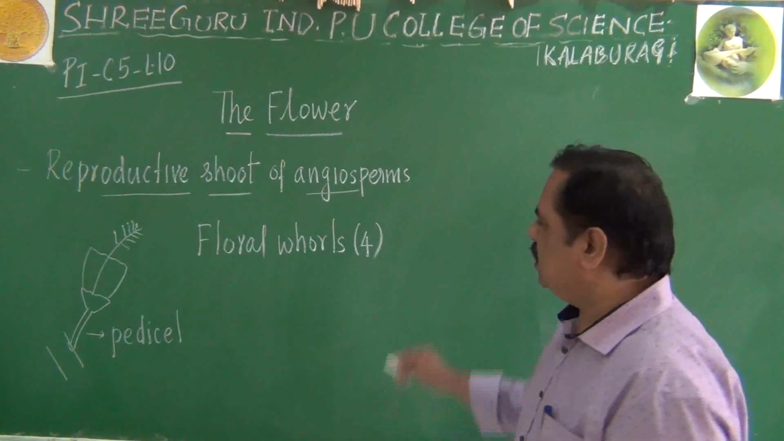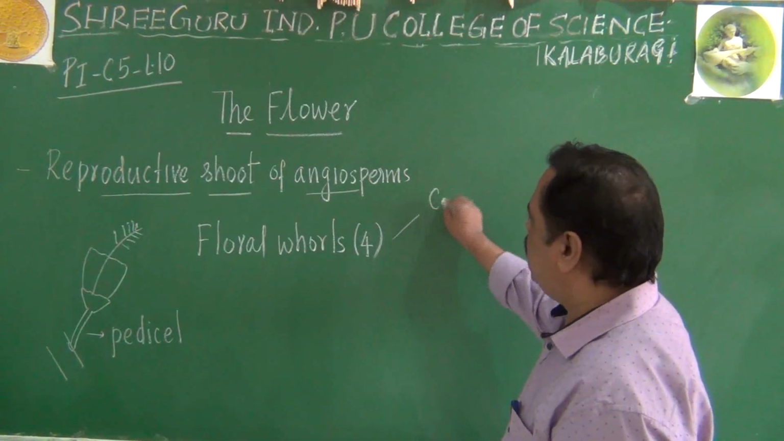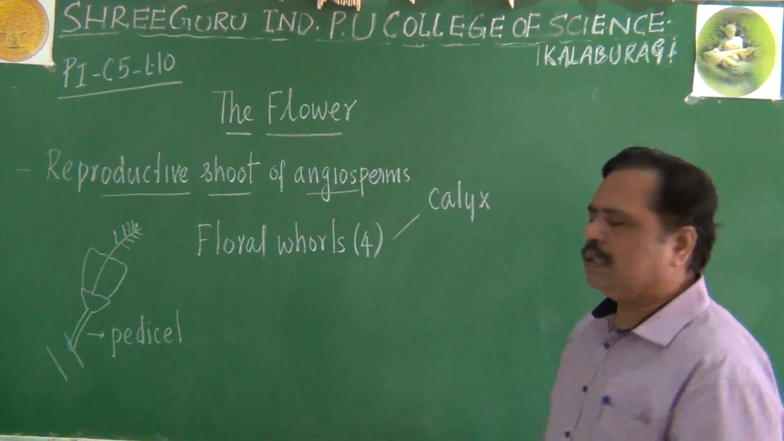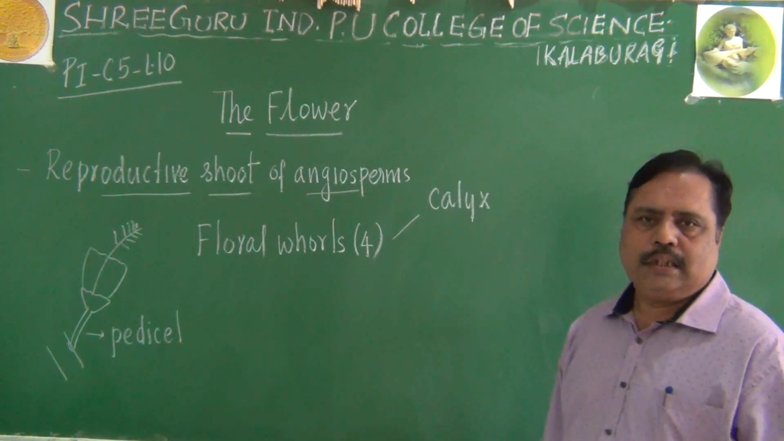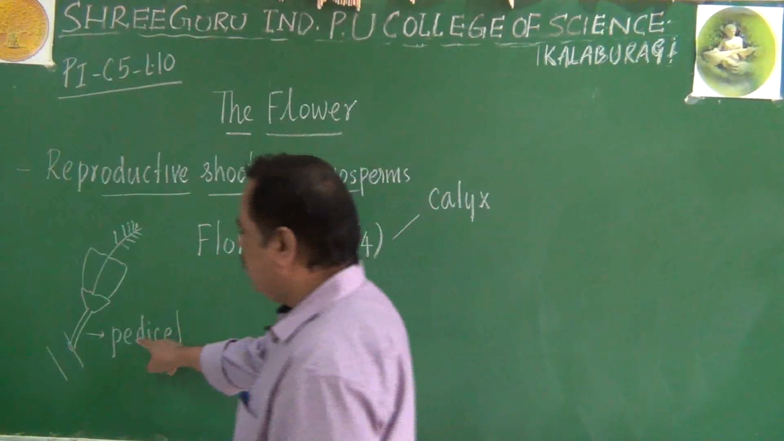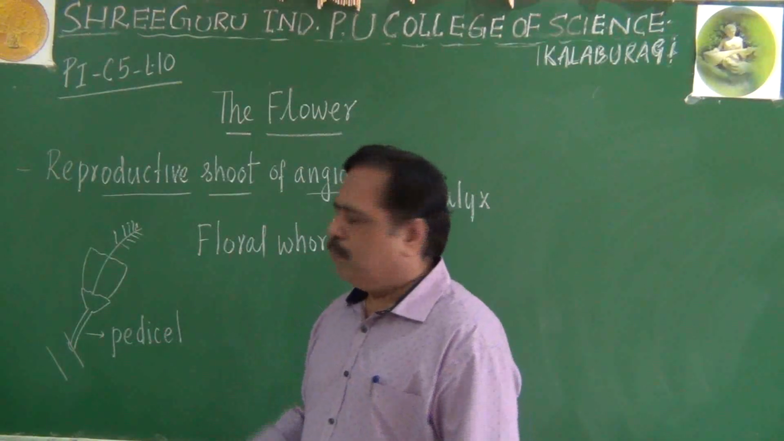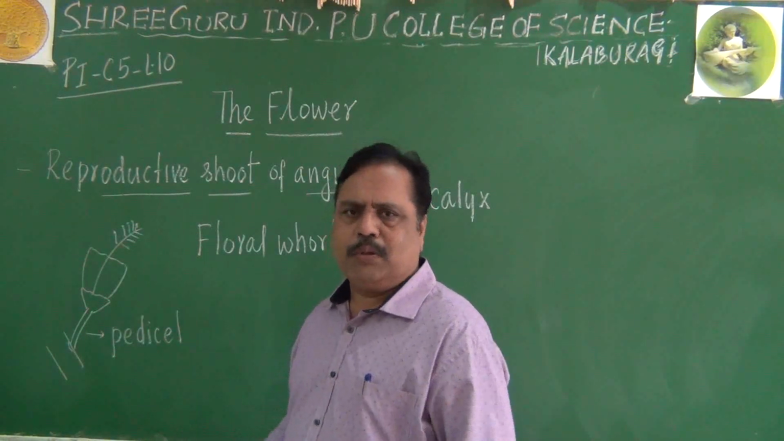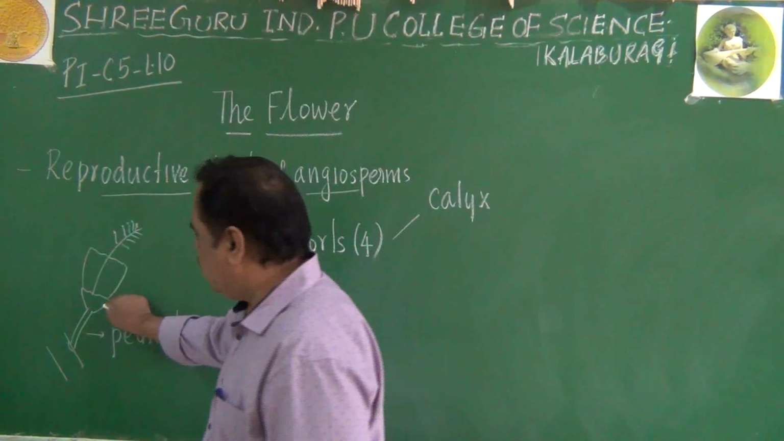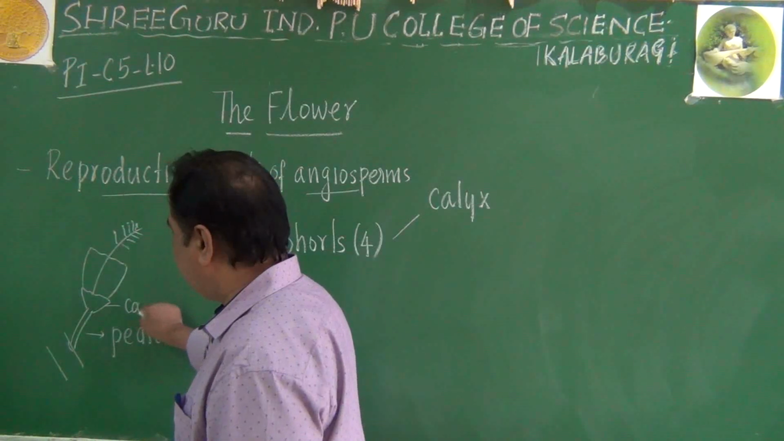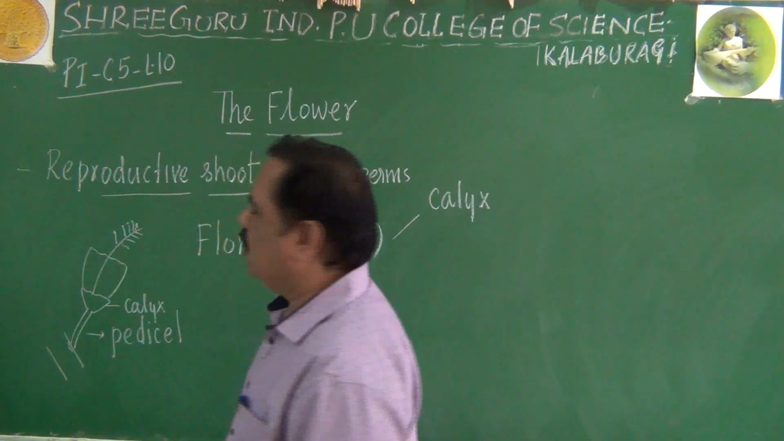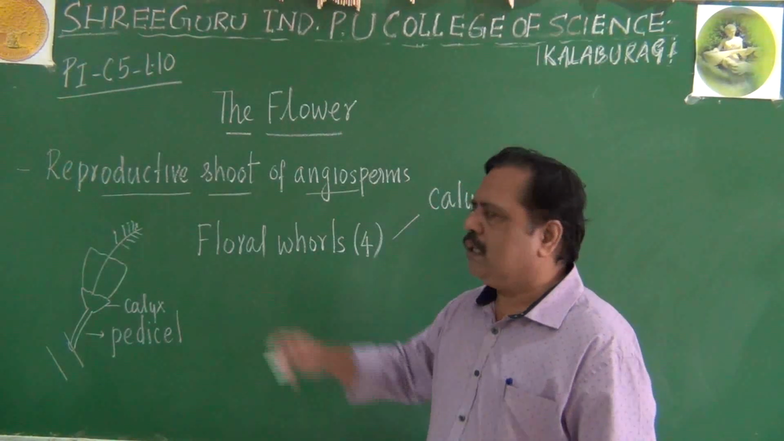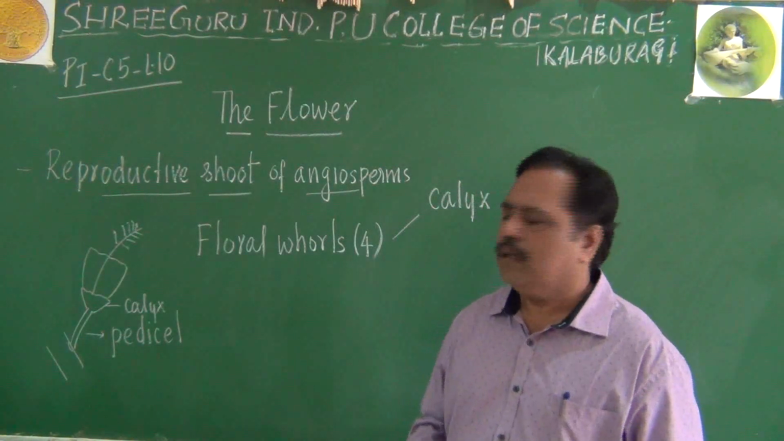What are they? The first and important part of a flower is called the calyx. This green colored part, leave aside the pedicel, because the pedicel may be present or may be absent. We will see about it later. This green colored part of a flower is generally called the calyx. In hibiscus it is green in color. That is called the calyx.